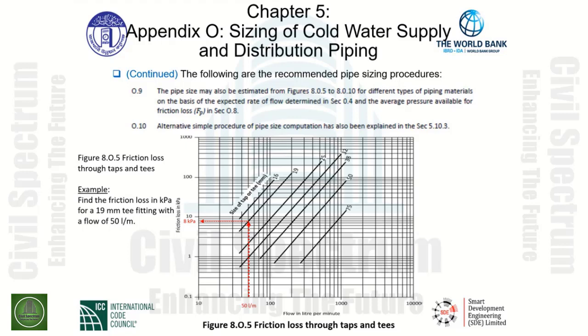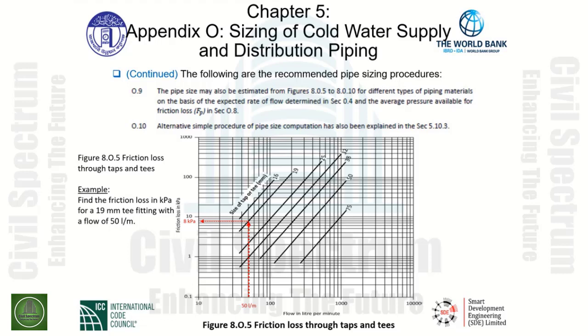Now, this particular figure that you're looking at here is a logarithmic chart, and it gives us on the x-axis, or the lower level, the flow in liters per minute. On the y-axis, or the vertical axis, it gives us friction loss in kPa. This particular figure is friction loss through taps and T's.